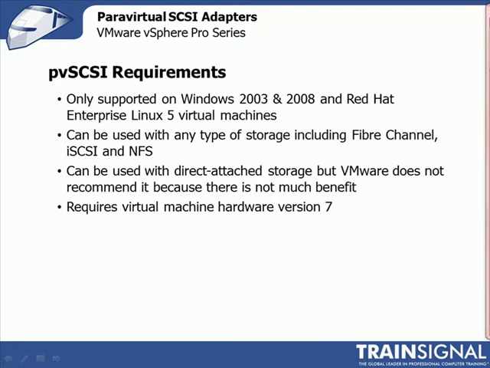The requirements for PV SCSI adapters are pretty simple. PV SCSI adapters are only supported on Windows 2003 and 2008 and Red Hat Enterprise Linux version 5 virtual machines. They can be used with any type of storage, including Fiber Channel, hardware and software iSCSI, and NFS. They can also be used with direct attached storage, but VMware does not recommend it because there is not much benefit to it. It's also required that the virtual machine hardware be version 7, which is a default in vSphere.